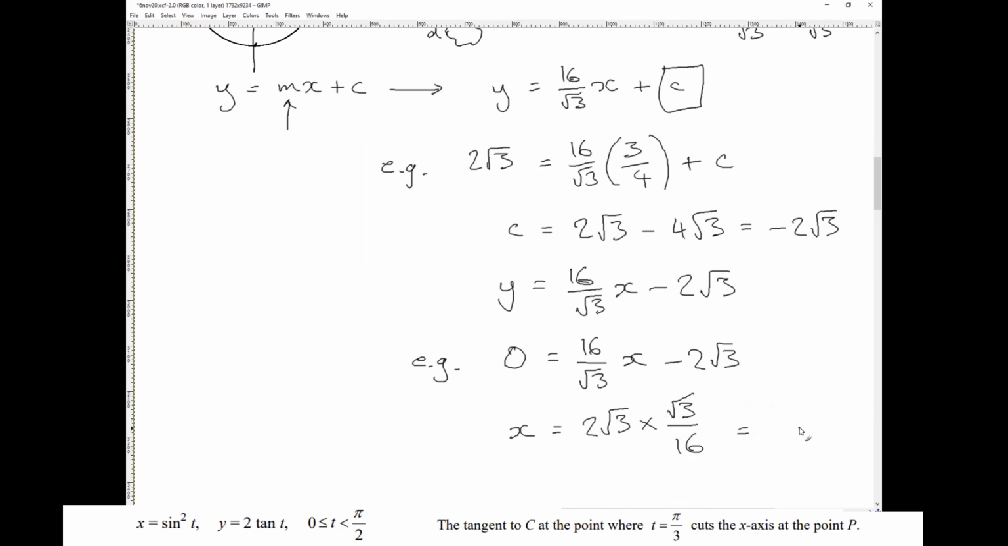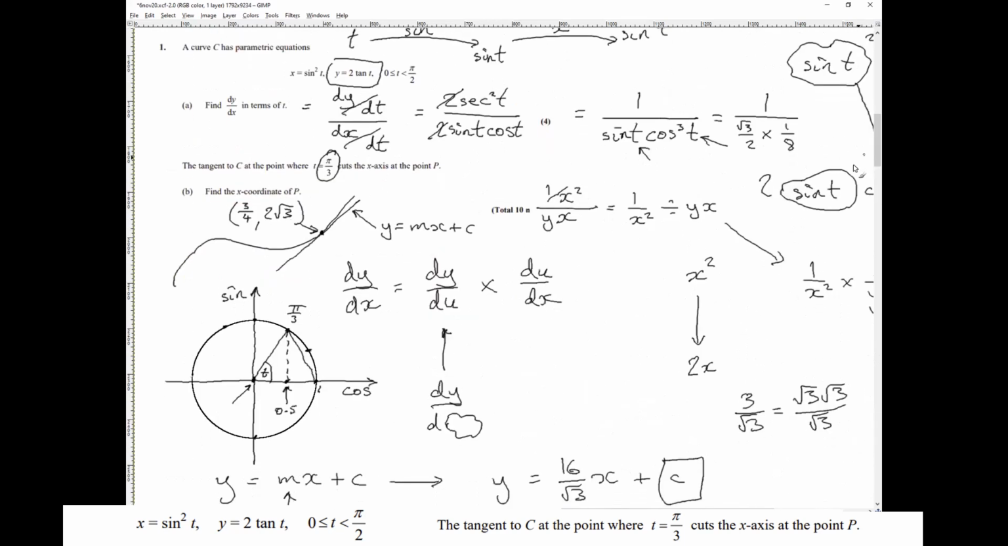So that would be 6 over 16. Yes, good. In other words, 3 over 8. That's it. That's what they wanted, the x coordinate of the x-intercept. Yeah. Okay.